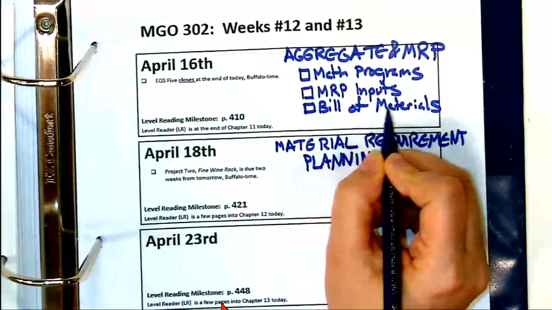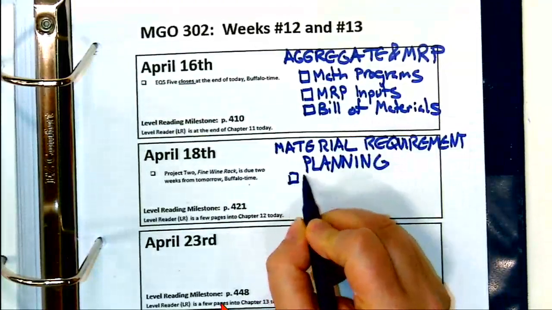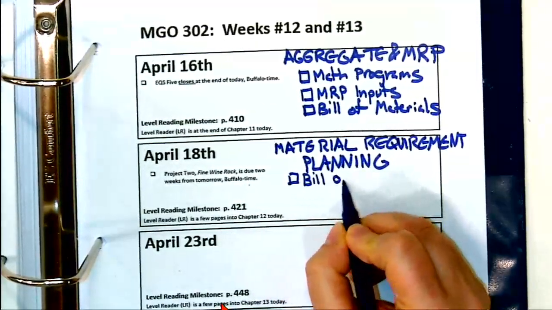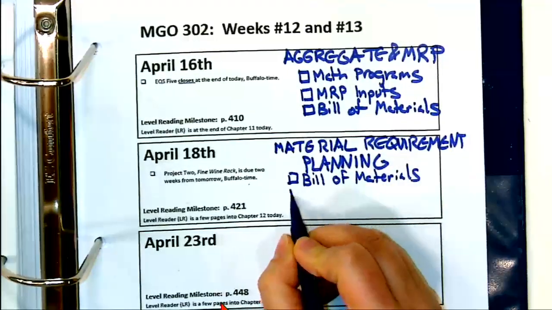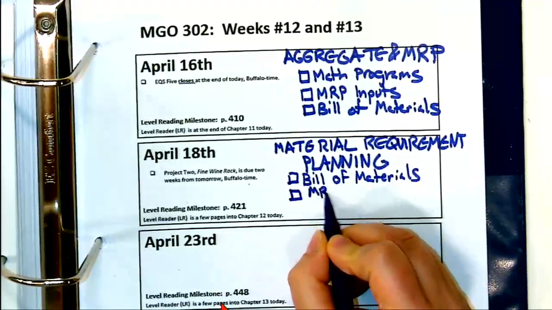Material requirements planning. Of which, right, we had started talking about bill of materials. So we'll get back at that. That is one of the inputs of MRP. Then let's talk about the idea of an MRP record.